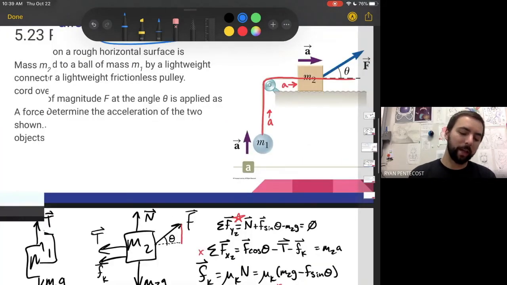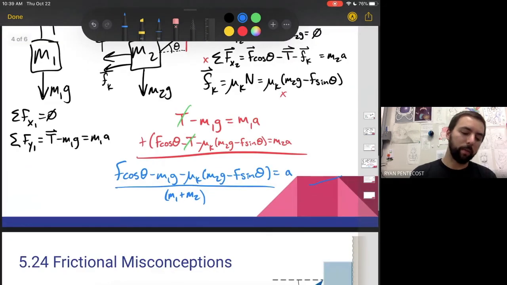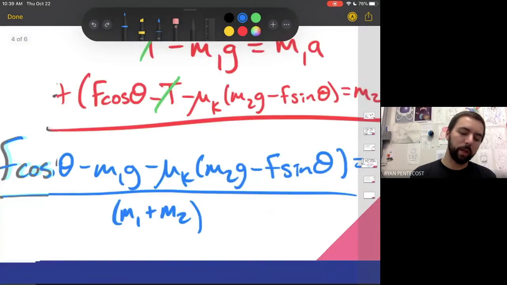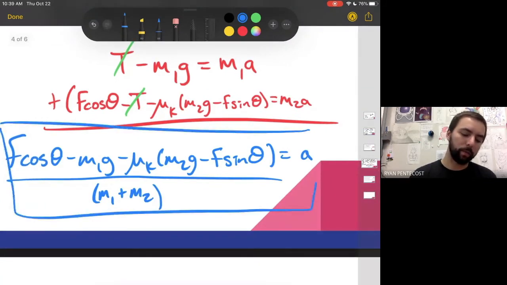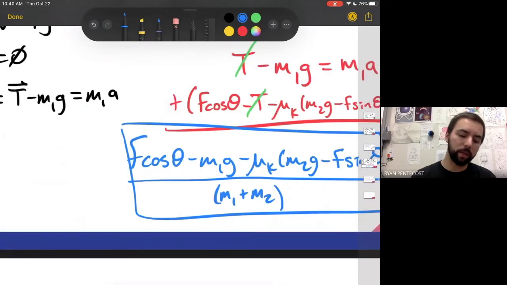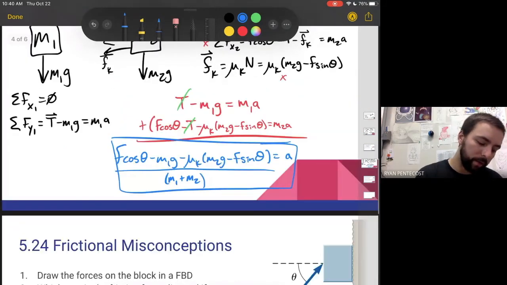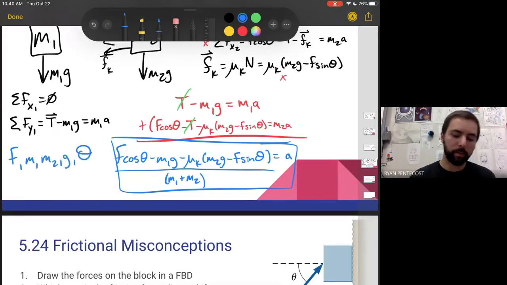Now, this is the exact same situation. You just have a bunch of variables in this answer, but that is what we have to settle for this problem. And it's best to keep this down to as few variables as possible. So if you can see, the only variables we have are F, M1, M2, G, and the theta. There is the force pulling on it, the masses, can't forget gravity, and there is a theta involved. That's all we have. So we were able to get rid of tension.